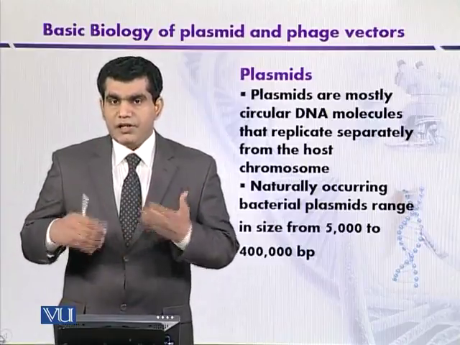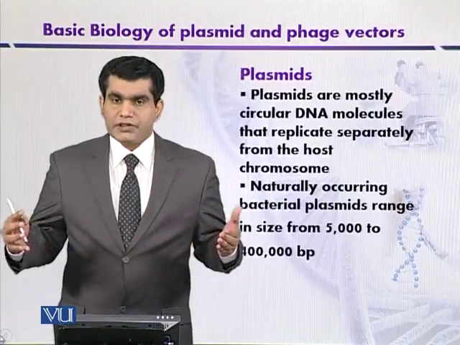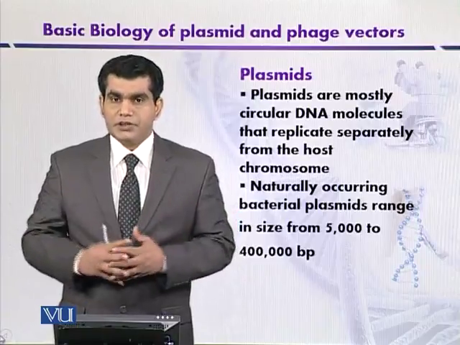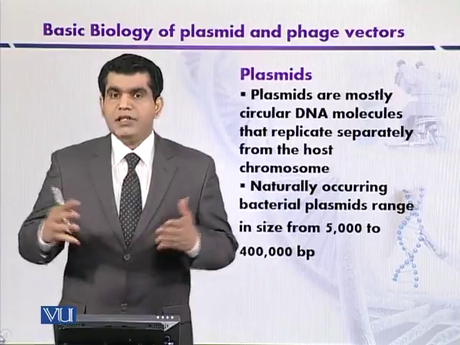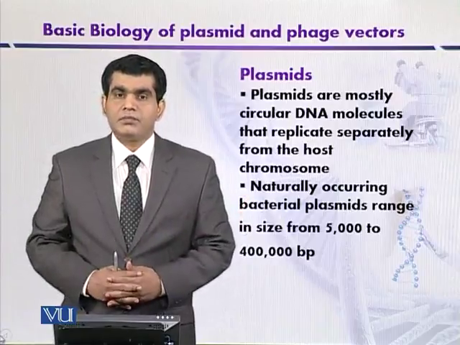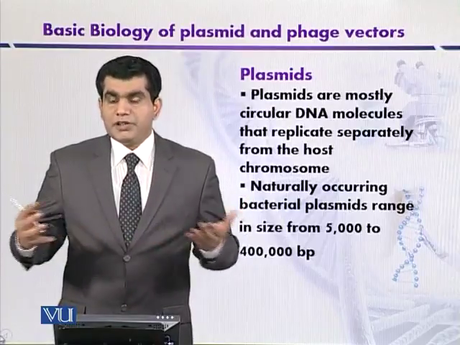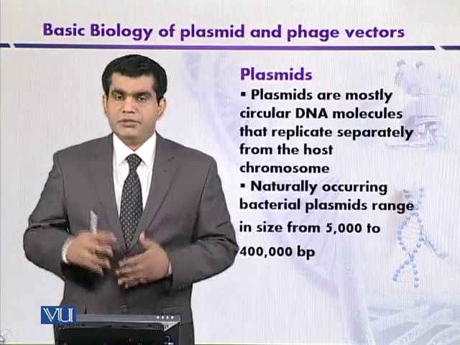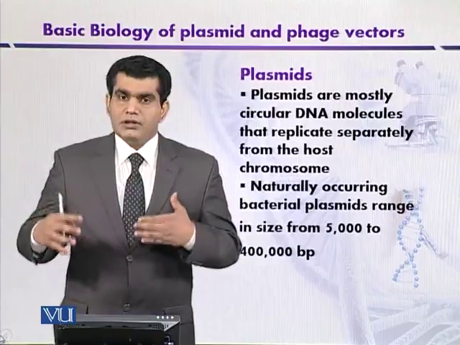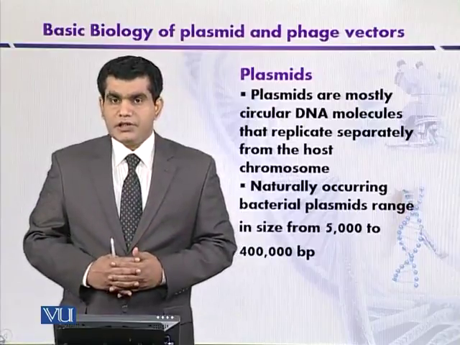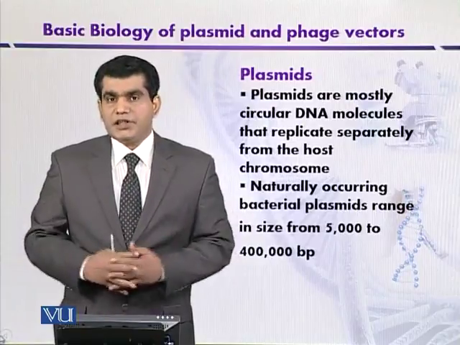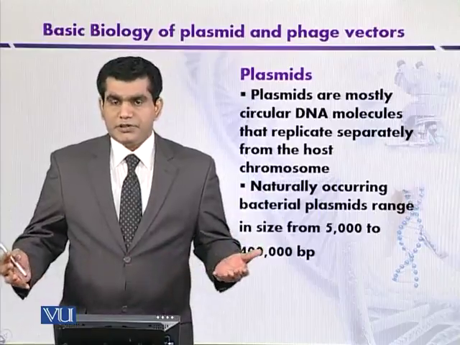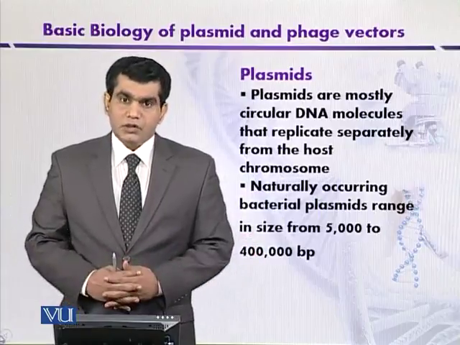Scientists have developed different types of vector systems with the passage of time. Bacterial plasmids are well famous, and they can deliver target DNA with a size of 15,000 base pairs or 15 kilobases.